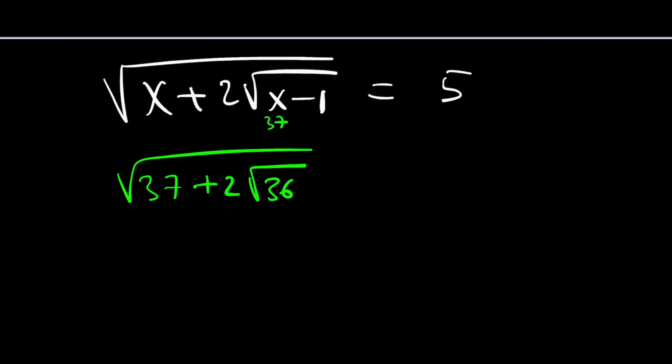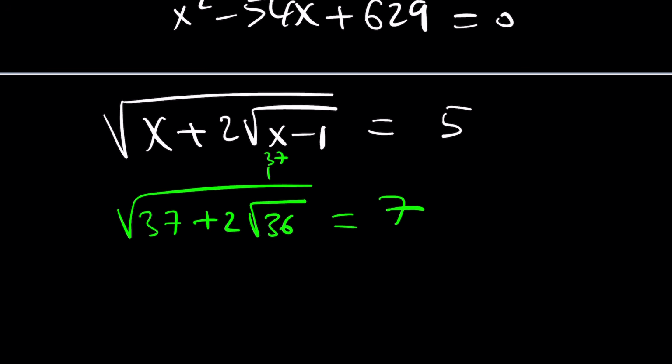2 times 6 is equal to 12. 12 plus 37 is 49. Wait a minute. Did I get that right? Okay. 49, and the square root of 49 is 7. Uh-oh. Houston, we have a problem. 37 did not work. Okay, let's test the other number, which was 17.